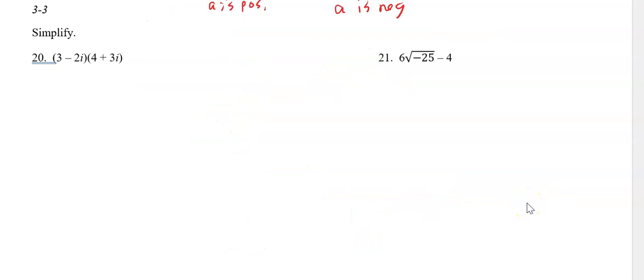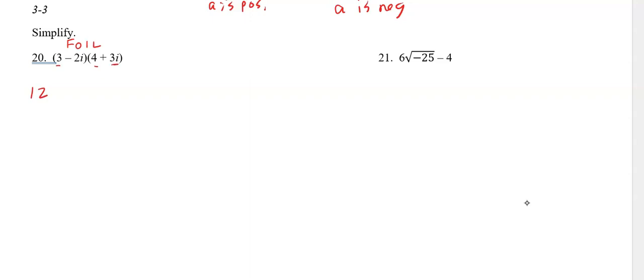All right, on these last two problems, we are reviewing the number i and operations involving the number i. So number 20 is, since we're multiplying two complex numbers, think of it in the same way as multiplying two binomials together. We always use FOIL in problems like this, so that's how we're going to come up with the answer for number 20. So the first two numbers multiply together, 3 times 4 is 12.